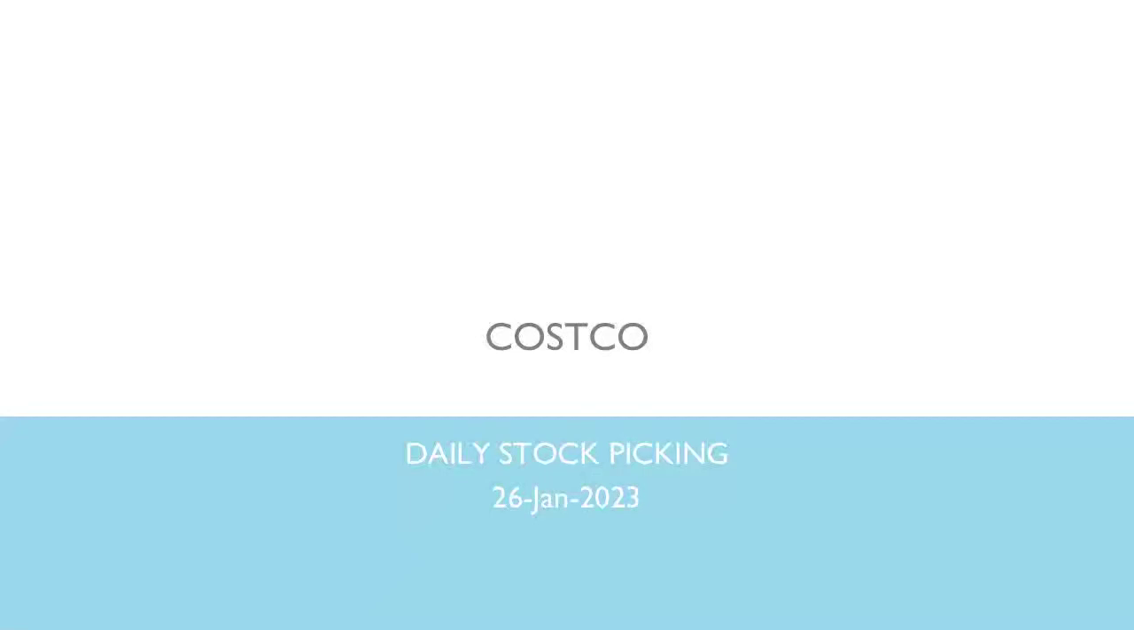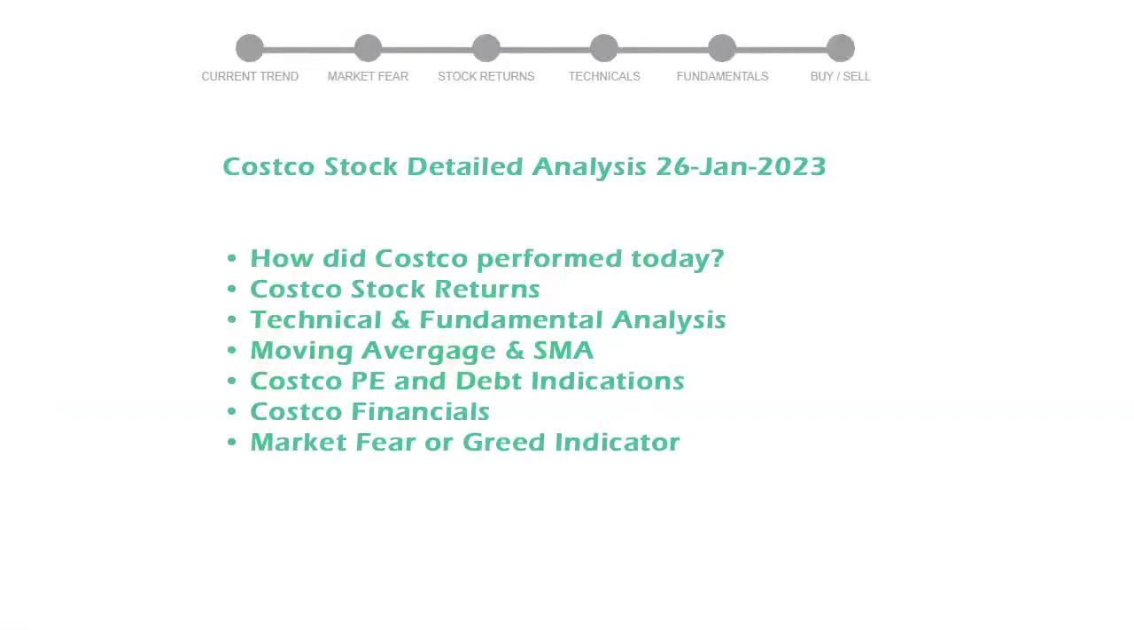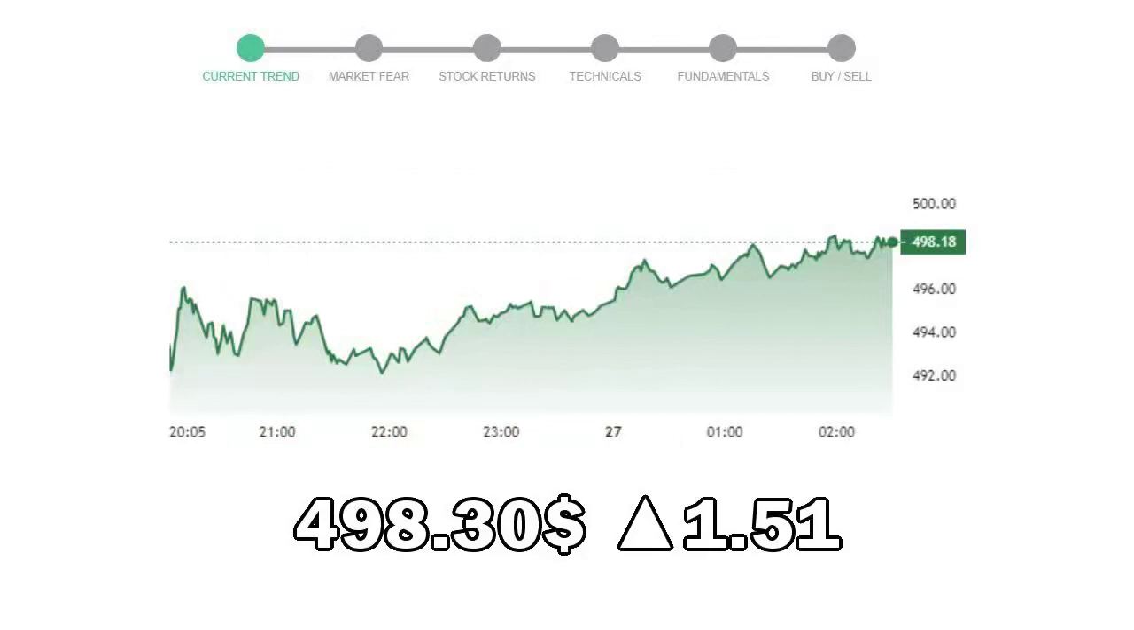We are looking at Costco stock and its fundamental and technical signals. We will cover all these points for better stock picking. Costco closed at $498.30, with the increase of 1.51% in the last trading session.